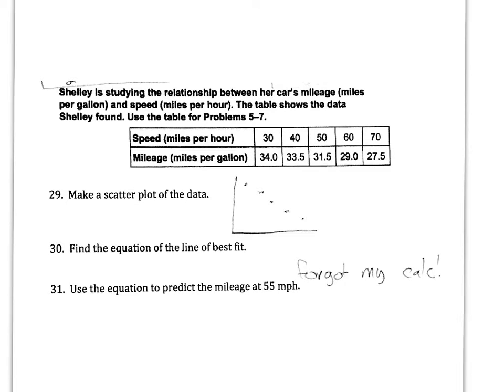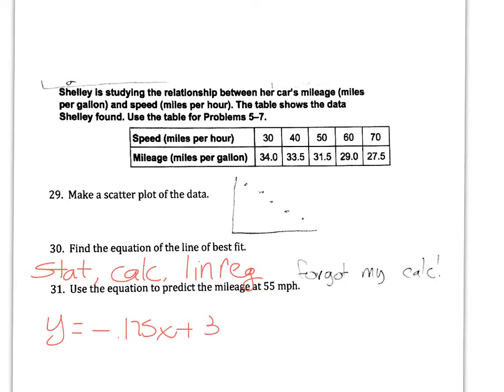For your scatter plot, remember on your calculator, you're going to go to stat, these are the steps, stat, calc, and you're going to look for linreg. It stands for linear regression. And then when you get your equation, I don't know what it's going to be. It may be something like, I don't know, -0.175x plus 39 point something. If it's something like that, to get your answer to 31, just take your 55, plug it in for that x, whatever you get goes right here for 31.